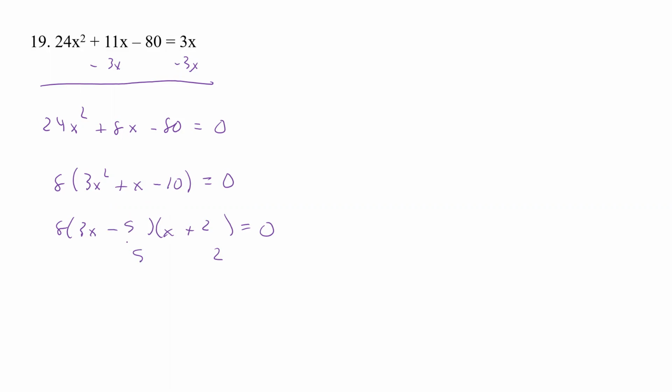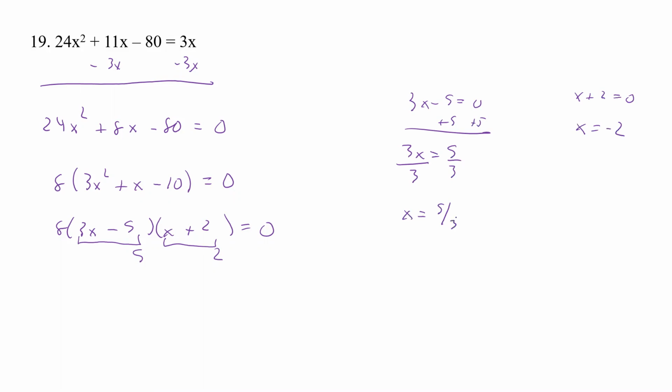Okay. So divide by 8, we get 0. So now my factors are only those two. And so I have 3x minus 5 equals 0 and x plus 2 equals 0. So if I subtract 2 from both sides, I get a negative 2. Now if I add 5 to both sides, I get 3x equals 5. Divide by 3, and x equals 5/3.